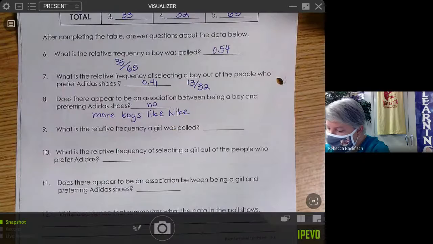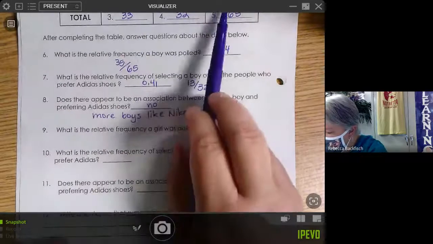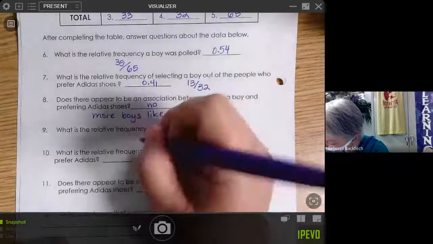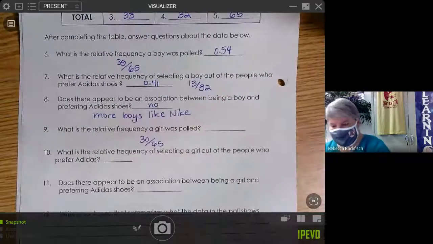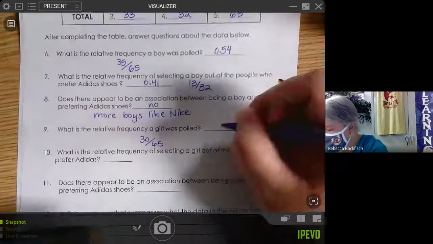Okay, so relative frequency, a girl was polled. Let's see, there's 30 girls out of 65 people. So 30 out of 65, and I change that to a decimal, and I get 0.46.